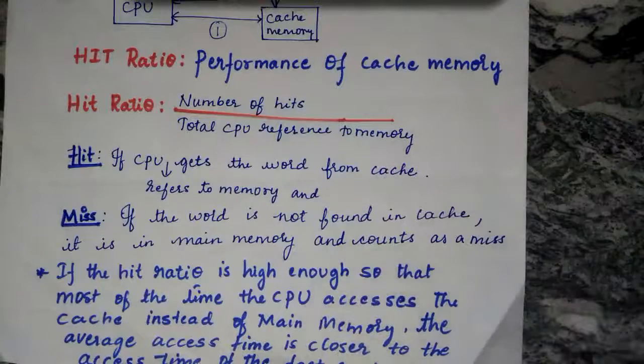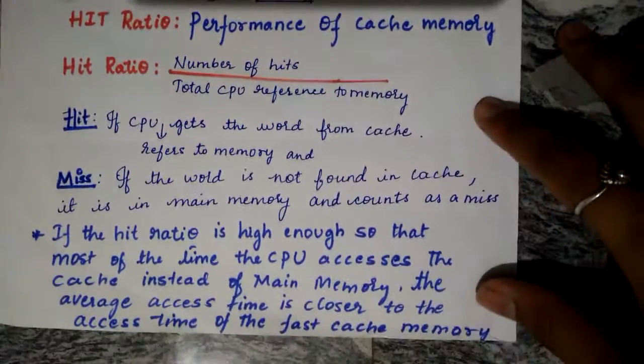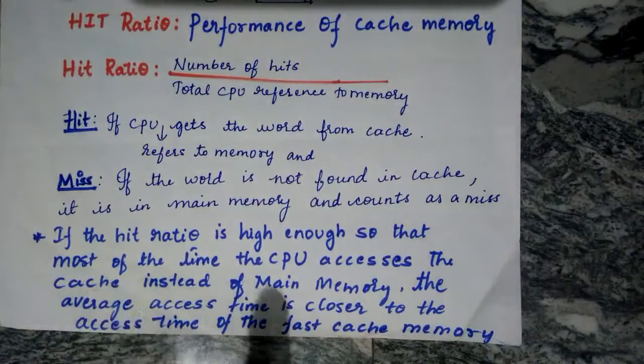Now when the hit ratio is high enough, that is, the more number of times the CPU accesses the cache instead of the main memory, the average access time is closer to the access time of the fast cache memory. That means when most of the time the CPU accesses the information from the cache instead of main memory, the access time of the CPU will be nearly equal to the cache memory time.